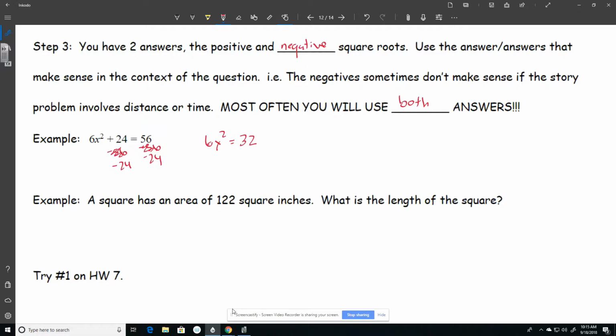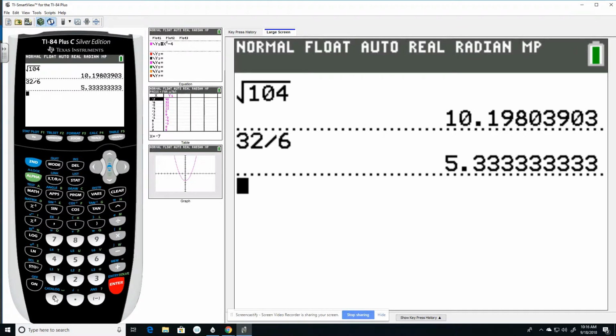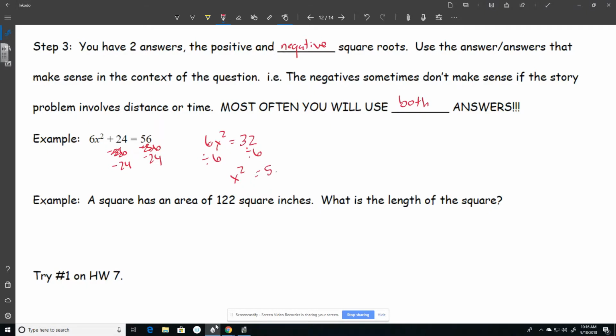And now I have to get x squared alone still. So divide by 6, divide by 6. X squared equals 32 divided by 6, which isn't going to be a very nice number. If I do 32 divided by 6, I'm going to get 5 1/3, 5.33333. So x squared equals 5.3 repeated.